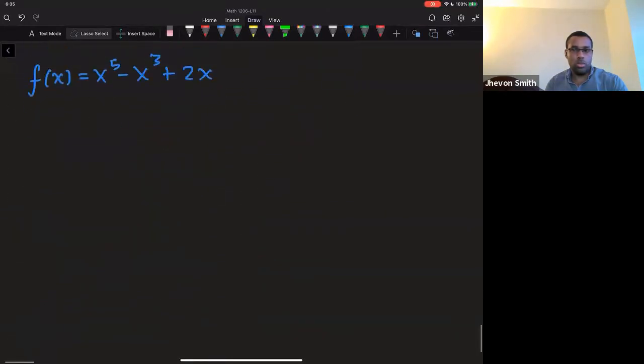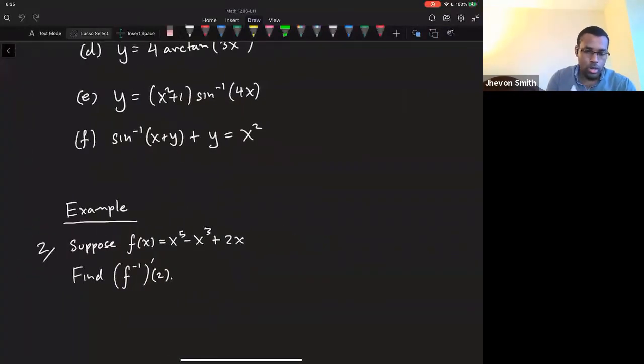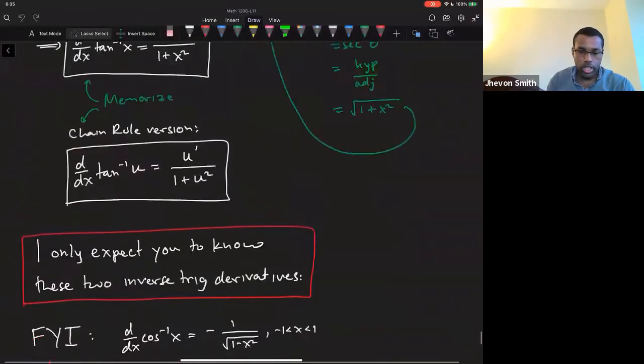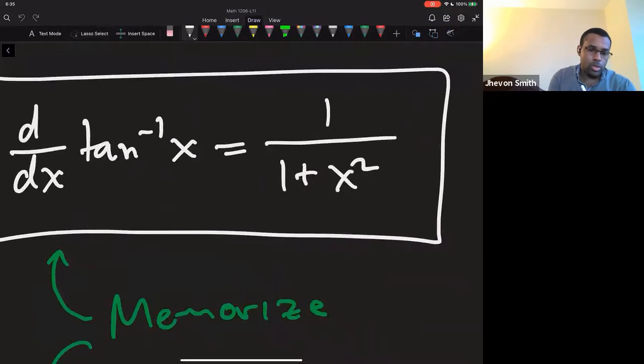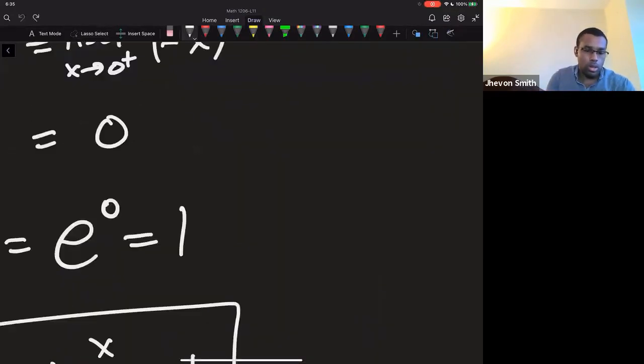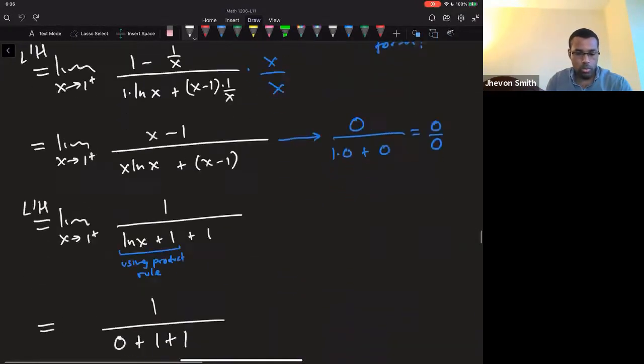So, right. This was something we spoke about yesterday, which I think you were absent for. The notation -1, when you put it on a function like this, does not mean 1 over. It means something else. It means the inverse function.